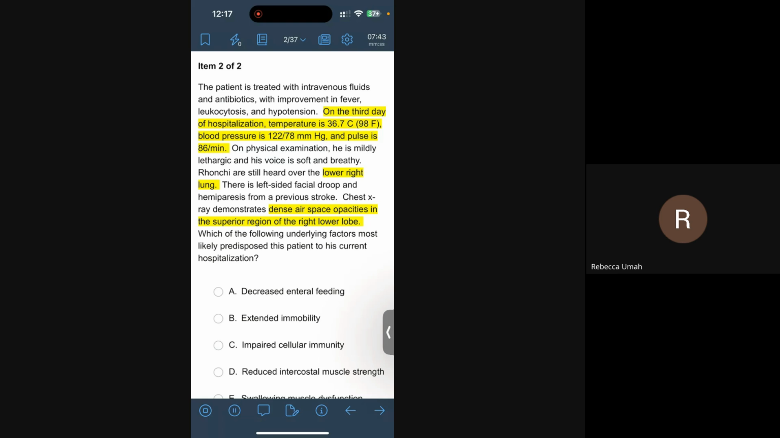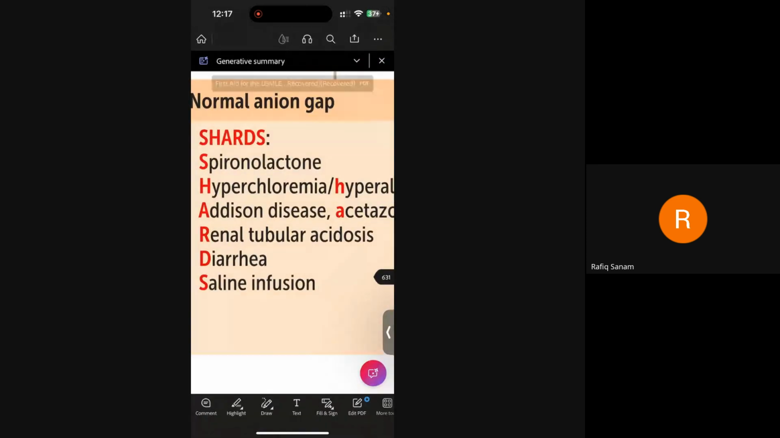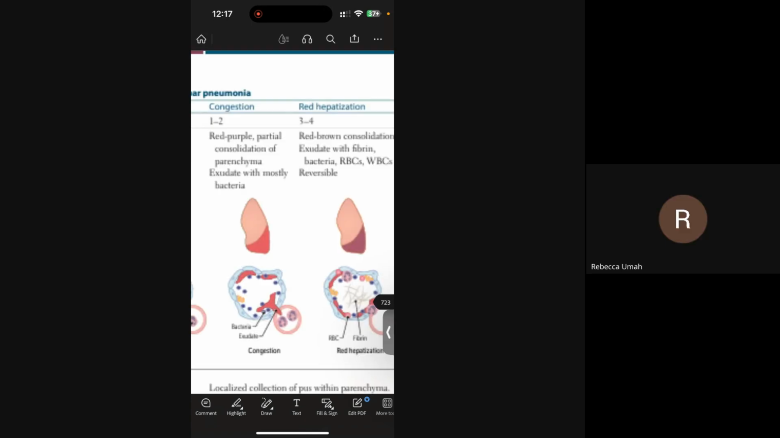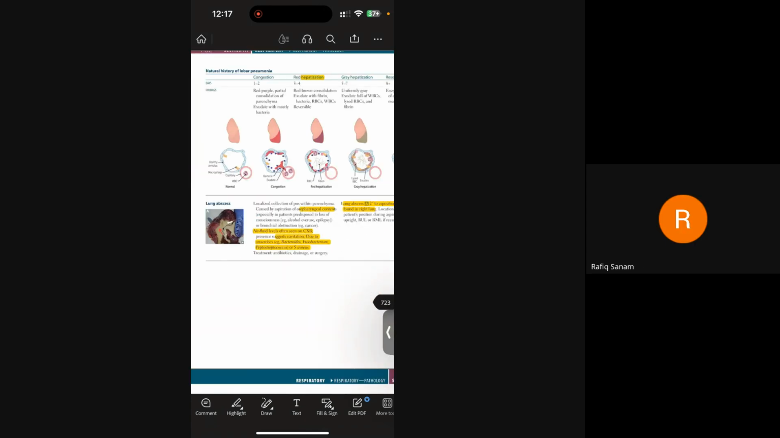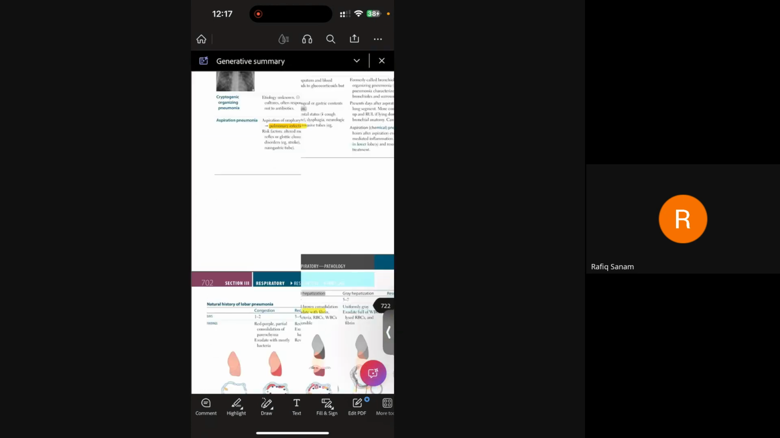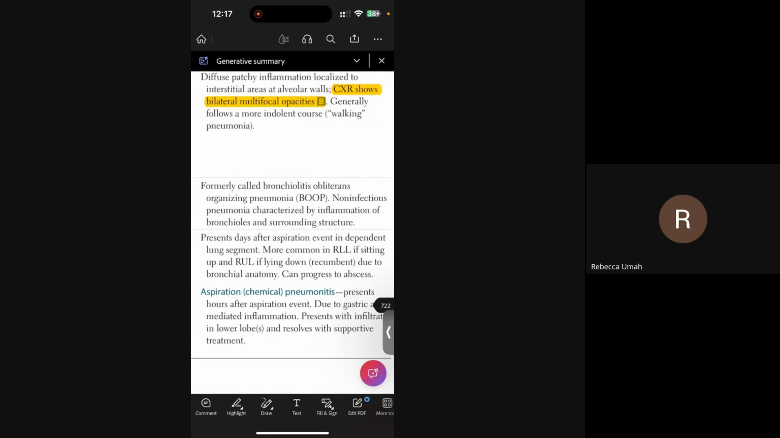Bedridden? Aspiration. Aspiration pneumonia. Very good. And in which lobes does aspiration pneumonia develop? Usually in the middle or upper part of the lower lobe. It depends on the position of the patient, actually. It is often in the lower lobe, depending on the presence and timing of the aspiration event in the dependent lung segment.